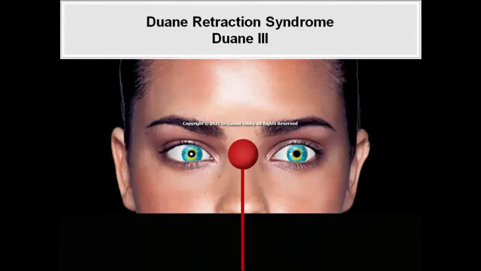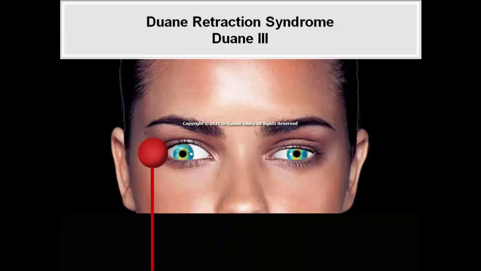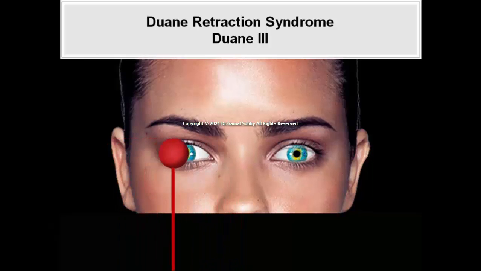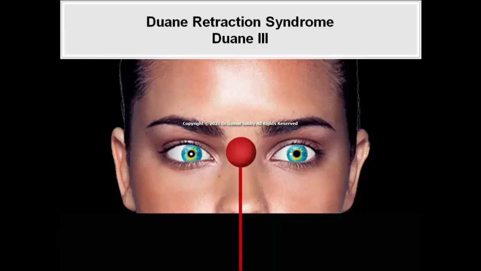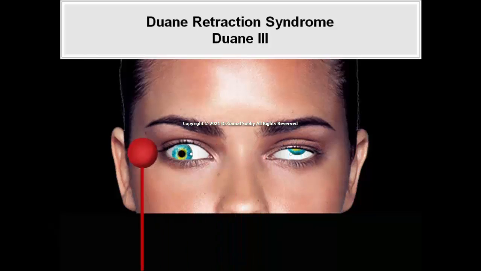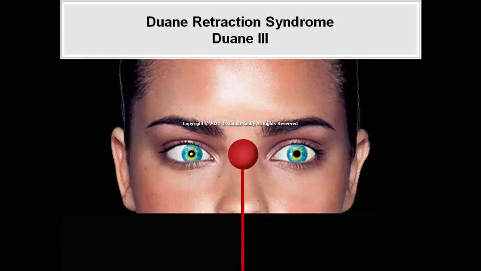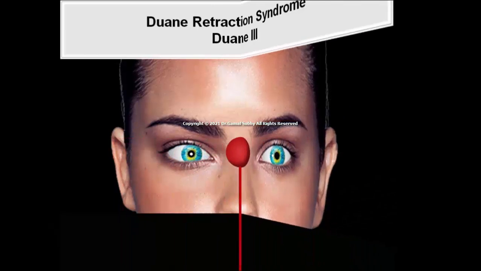Duane 3 is characterized by narrowing of the palpebral fissure and retraction of the globe on attempted adduction, esotropia, exotropia or orthotropia, limitation of both abduction and adduction, and frequently associated with upshoot and downshoot of the adducted eye.